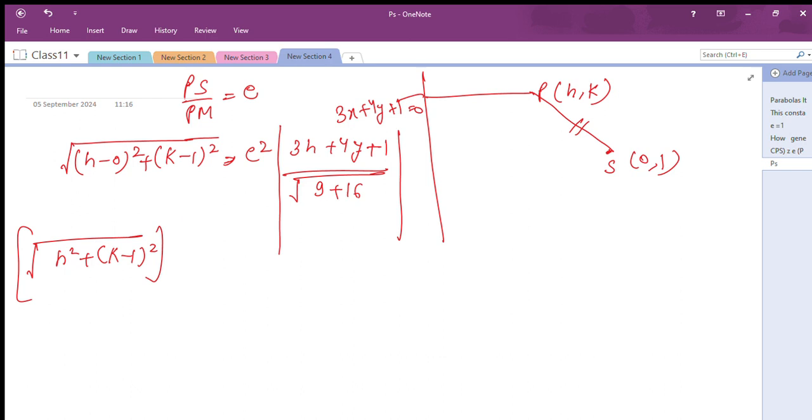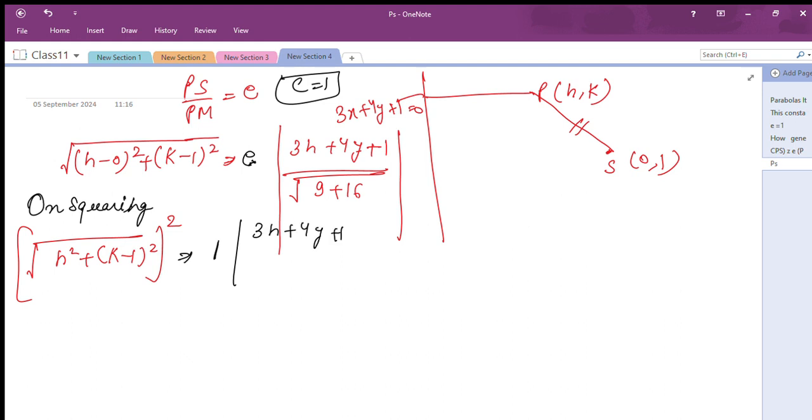Squaring on both sides. We will do the squaring; it will also be e, because till now we didn't do any squaring. We will do squaring on the next line, on both sides. And what is the value of e? Eccentricity is 1 for the parabola, and 3h plus 4k plus 1 whole square by 16 plus 9, 25, and the square root of 25 will be 5. So you can do it easily.